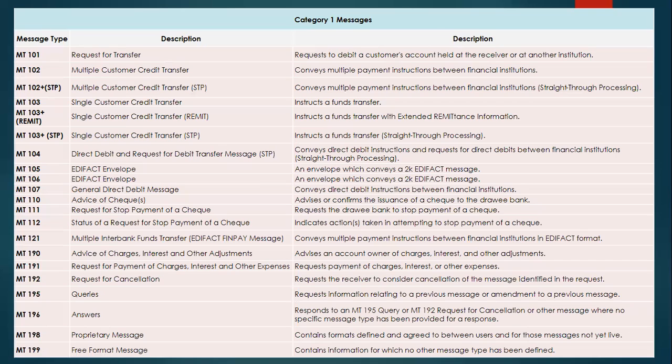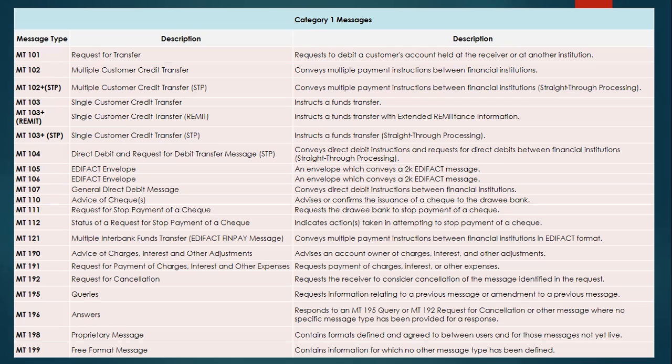Then the next one is MT105, which is an EDIFACT envelope, an envelope which conveys an EDIFACT message. We have MT106, which is an EDIFACT envelope again, as well as an EDIFACT message. We have MT107, which is a general direct debit message. It conveys the direct debit instructions between the financial institutions.